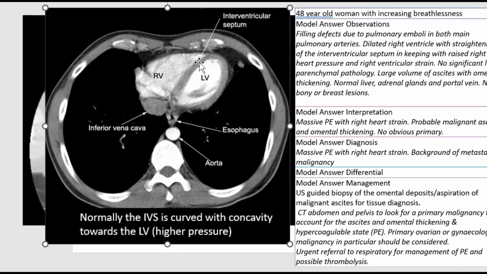The interventricular septum normally is curved with its concavity towards the left ventricle. Why? Due to the left ventricular high pressure that causes a slight concavity of the interventricular septum.